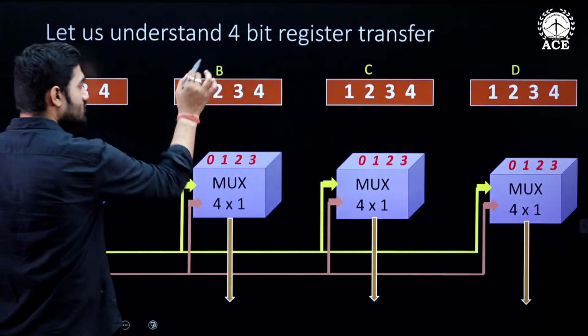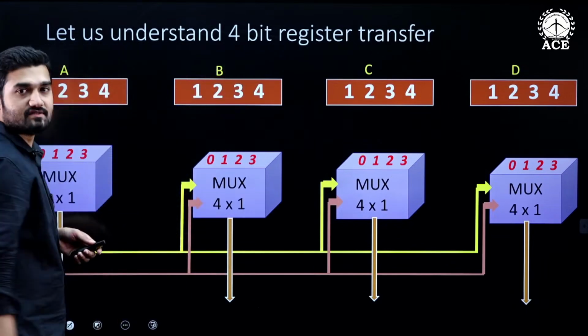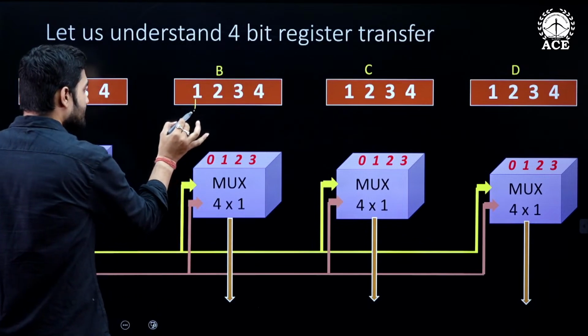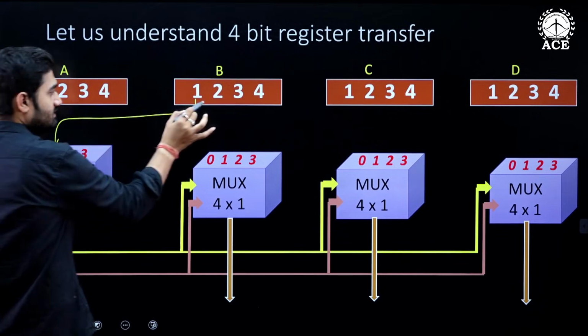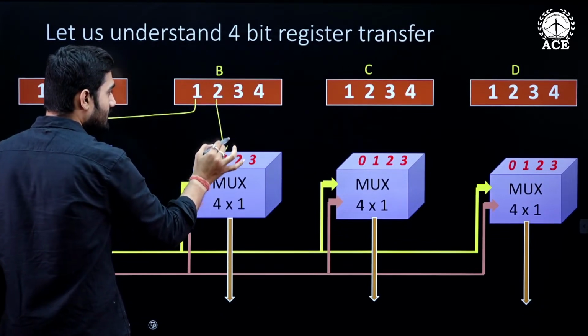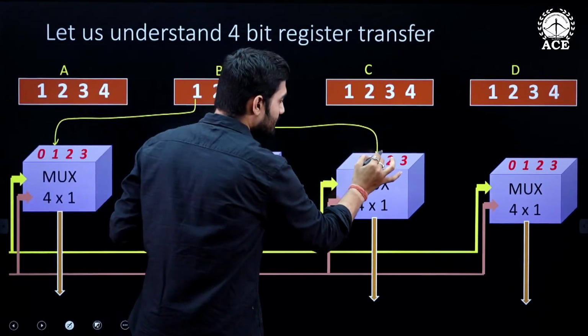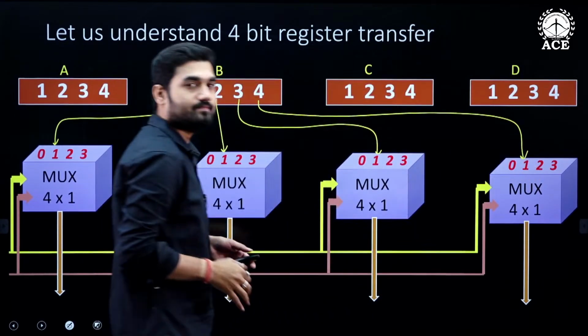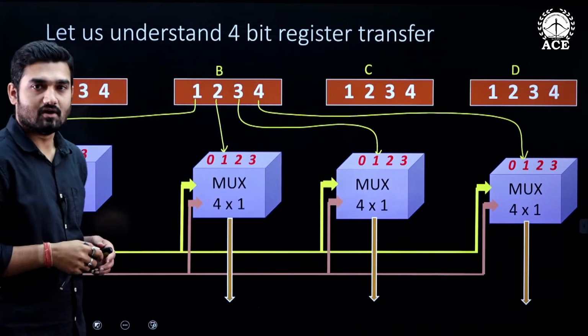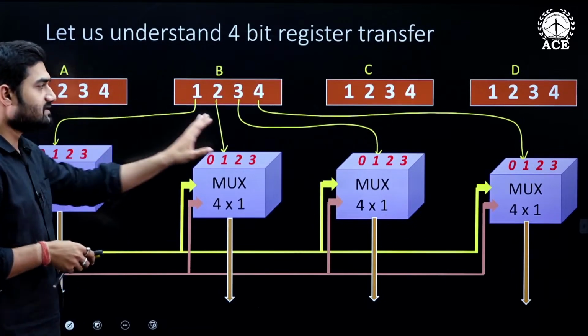Over here, if I show you the B register data on the bus, how can it be linked? This data should go at the input 1 of MUX 1, MUX 2, MUX 3, and MUX 4. Yes or no? Now, fine, it is there.